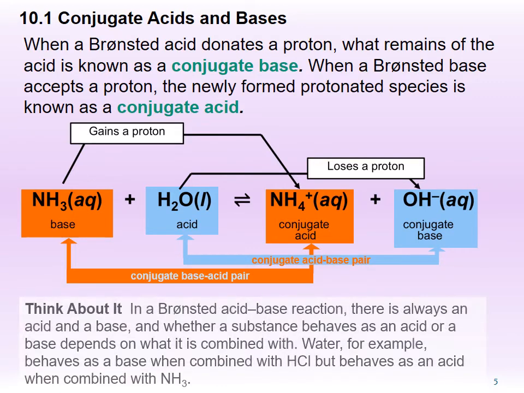Clearly, in a Bronsted acid-base reaction, an acid and a base must be present. Whether a substance behaves as an acid or a base depends on what it is combined with. Water, for example, behaves as a base when combined with HCl, as shown in the previous example, but in this example, it behaves as an acid when combined with NH3. Water is therefore amphoteric, as it can serve as an acid or a base depending on what it is reacting with.